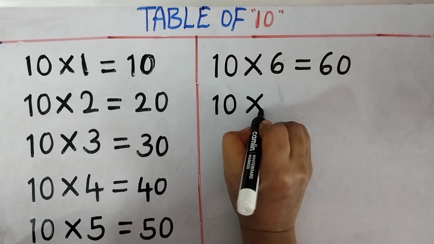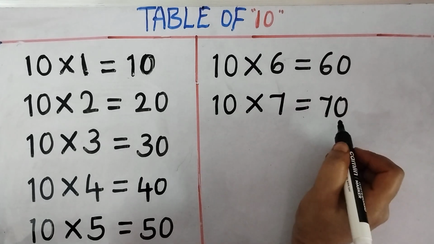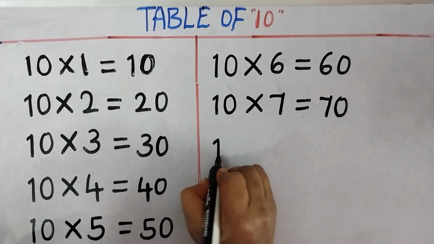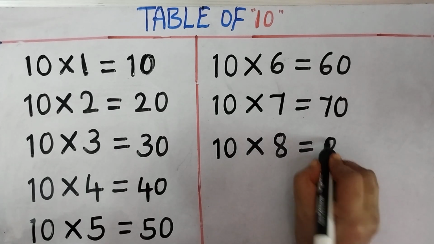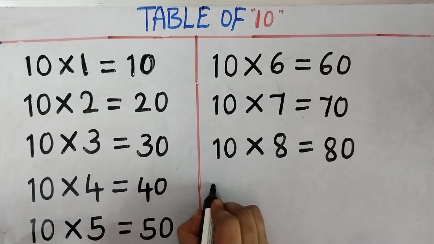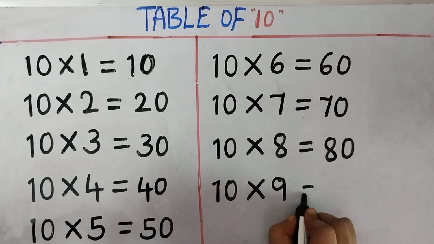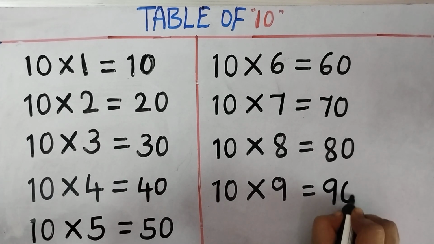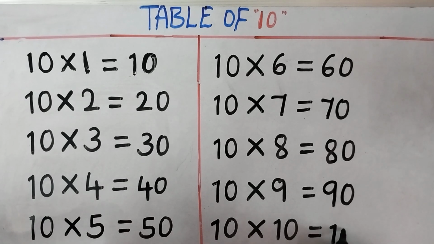10 into 7 is equal to 70. 10 sevens are 70. 10 into 8 is equal to 80. 10 eights are 80. 10 into 9 is equal to 90, means 10 nines are 90. 10 into 10 is equal to 100. 10 tens are 100.